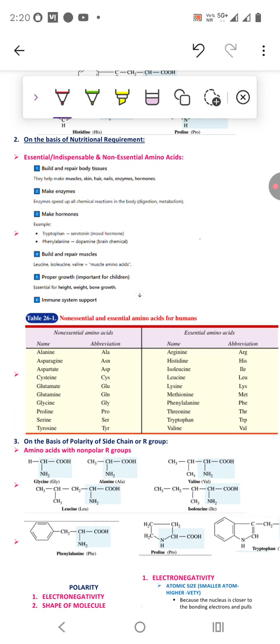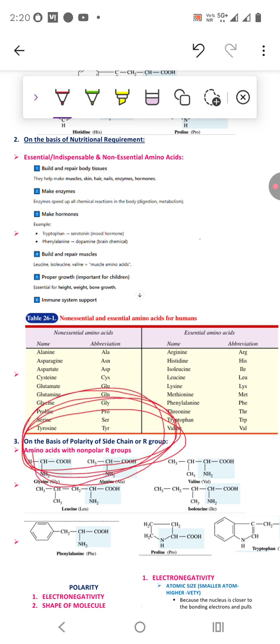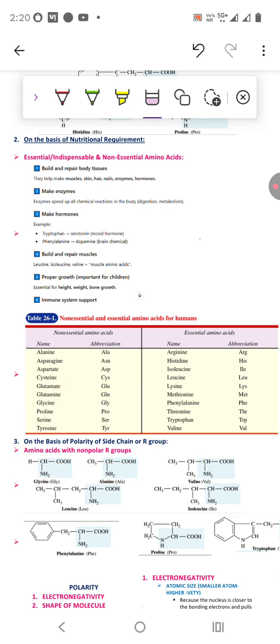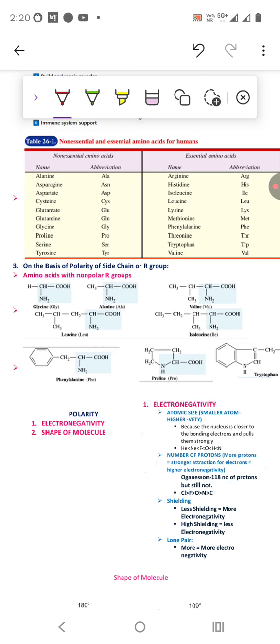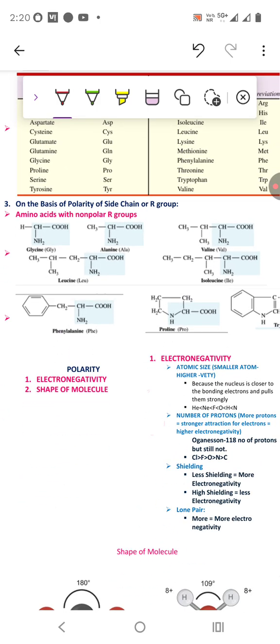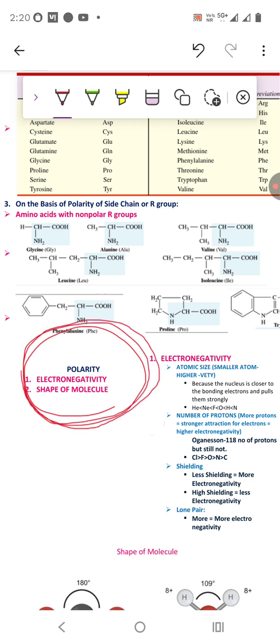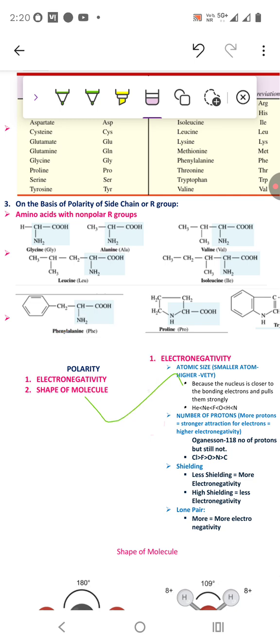Next, on the basis of polarity of side chain. Whether the side chain attached, the R group attached, is polar or non-polar. What is polarity? Polarity depends on two things. Listen carefully everyone and look at your screen. One is electronegativity. Another one is the shape of the molecule.